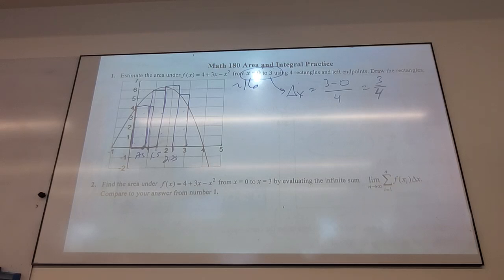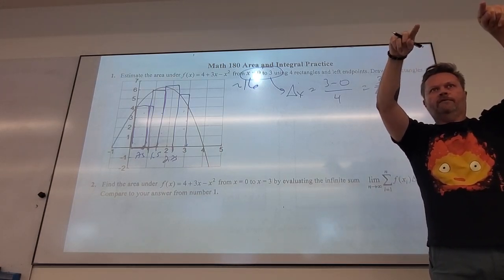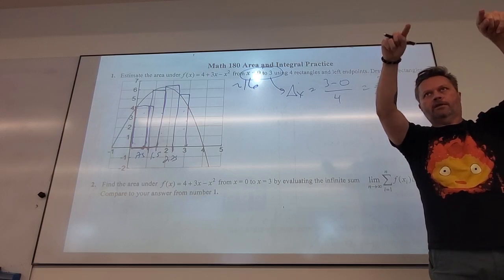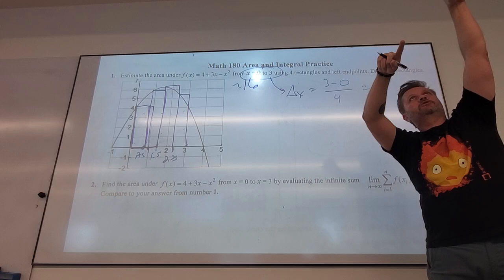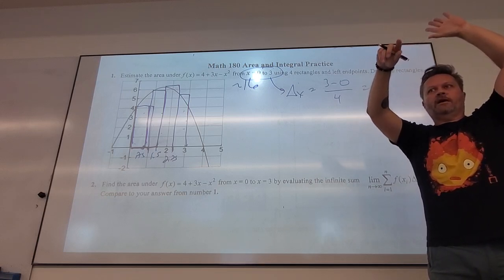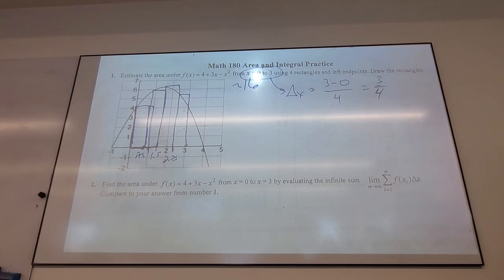Okay. Say that one more time. Figure out the width. Figure out the base of your rectangle. If it's left end point, go to the left and draw up until you hit the function, over, down. If it's right end point, go to the right, go up, hit your function, go over, down. I mean, that's it. All right, finish it up.